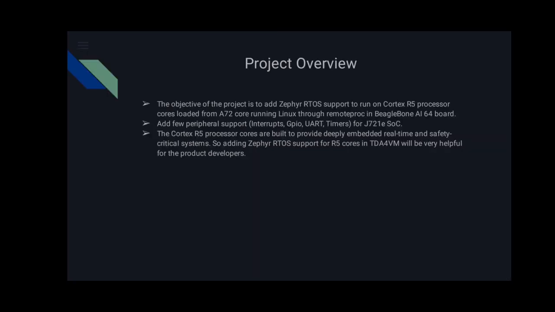So the objective of the project is to add Zephyr RTOS support to run on Cortex R5 processor cores loaded from the A72 core running Linux through remoteproc in the BeagleBone AI-64 board. The BeagleBone AI-64 has the J721E SoC, and also to add a few peripheral supports like interrupt controller, GPIO, DM timer and UART for J721E SoCs.